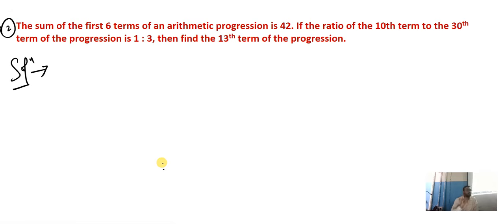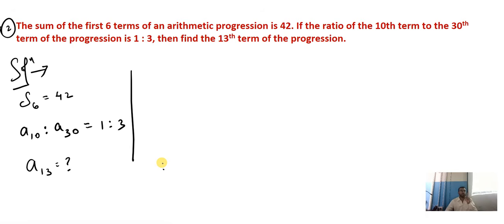See here. First we have to write one line. The sum of the first 6 terms of an AP, that is S6, is 42. Second line: the ratio of the 10th term to the 30th term, that is A10 is to A30, equals 1:3. Now they are asking us to find the 13th term, that is A13.